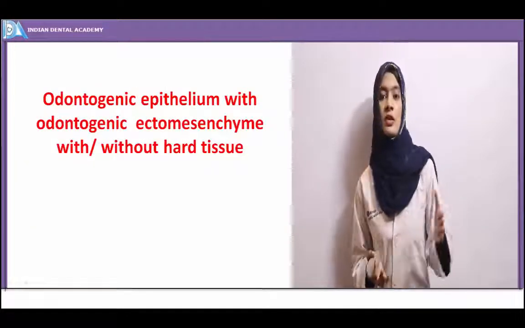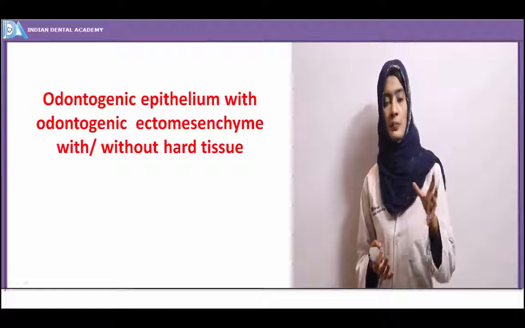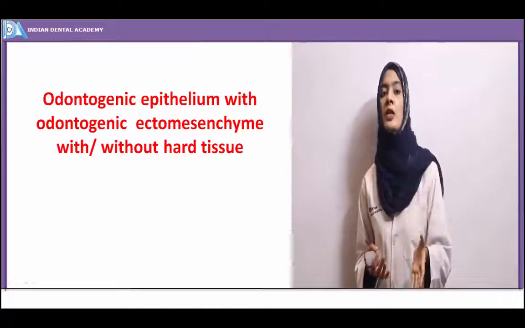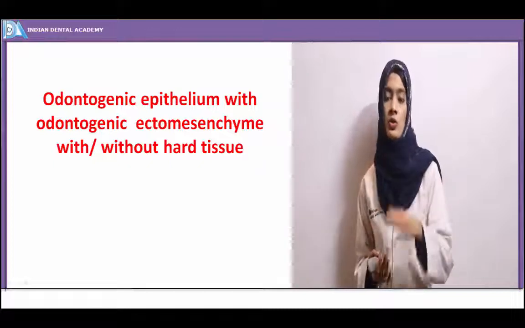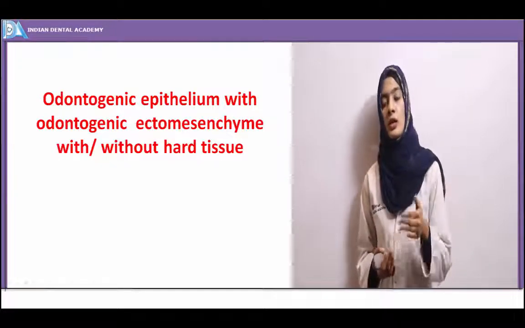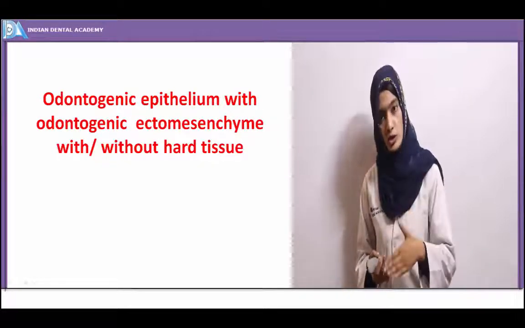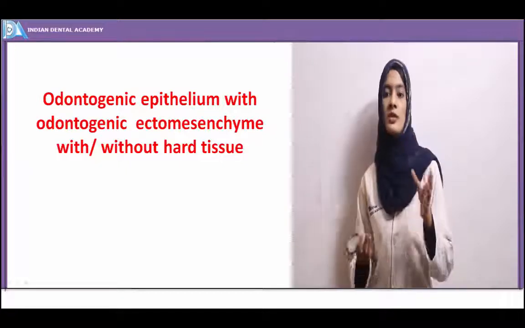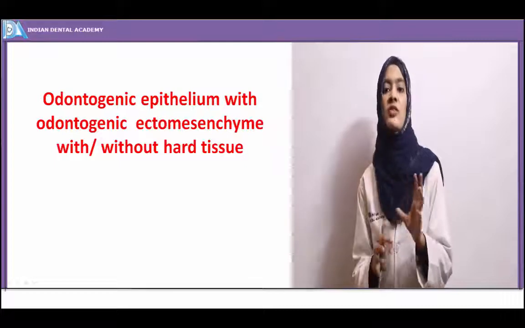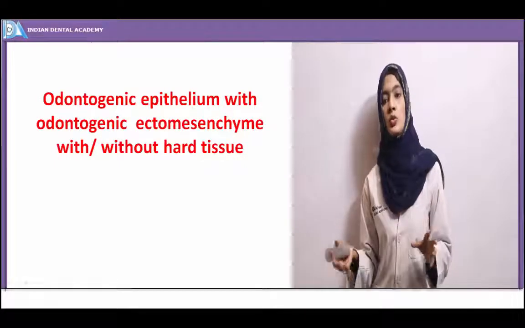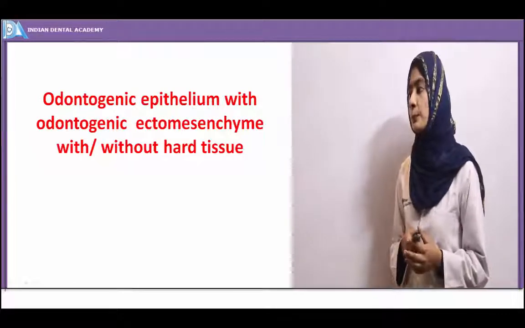So now we have seen the odontogenic tumors involving only the odontogenic epithelium. Now we'll see the odontogenic tumors which arise from odontogenic epithelium and involve the odontogenic ectomesenchyme also, but without any hard tissue formation. There is no differentiation of the tumor cells into enamel or dentine.